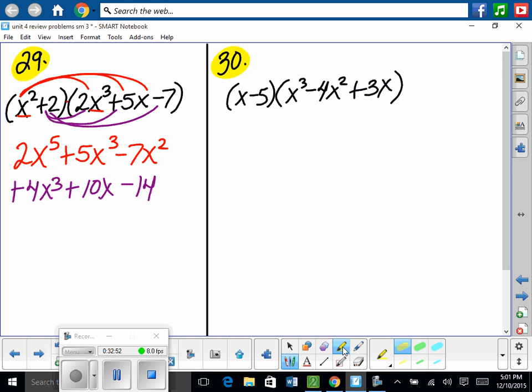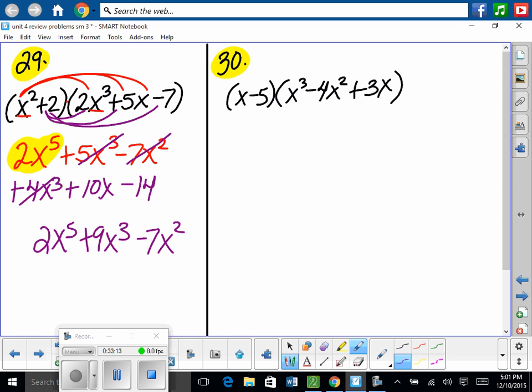Combine like terms. So starting with my x to the 5th, 2x to the 5th. No other x to the 5th. And then we have 5x cubes plus 4x cubes, which is positive 9x cubes. And then we have no other x squared, so minus 7x squared. And then we have plus 10x minus 14.